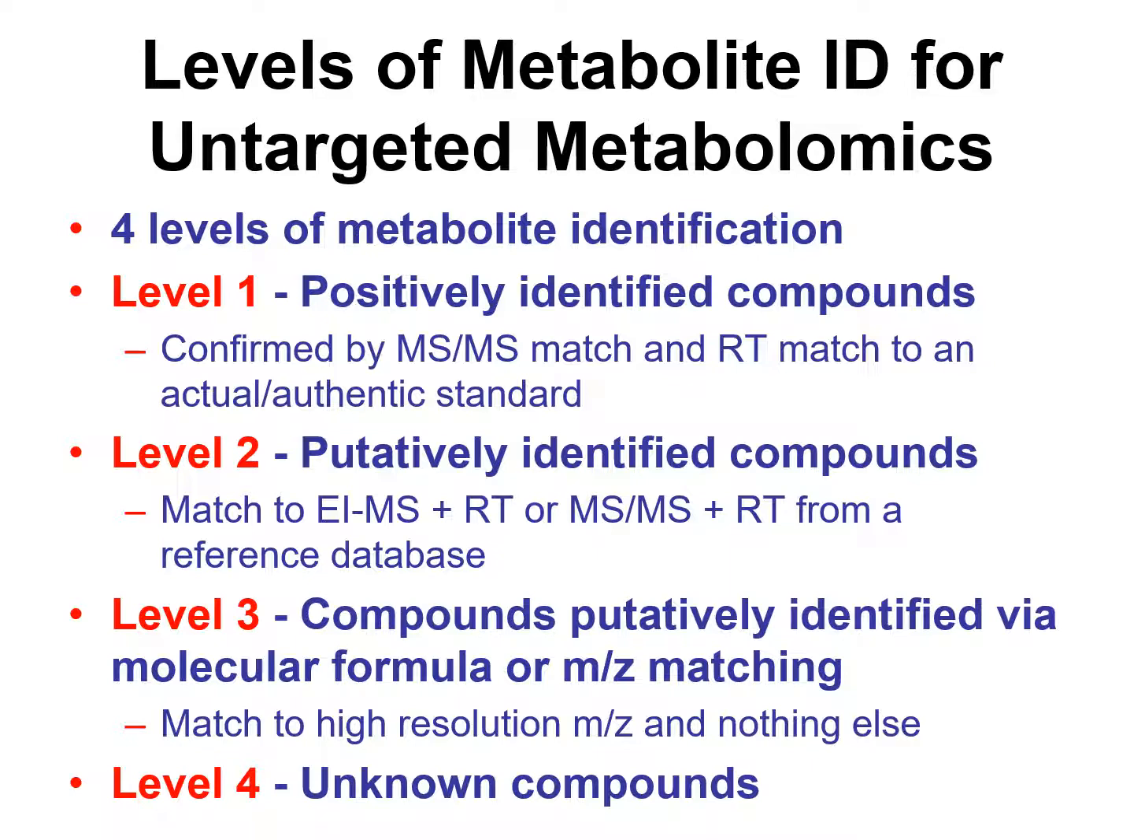confirm that. Level 1 is something that's almost never achieved unless you are doing targeted metabolomics, where this corresponds to positively identified compounds where you actually have an authentic standard that you've spiked into your sample or have as part of your assay to ensure that whatever you've putatively identified is exactly that compound. So level 1 is typically reserved for targeted metabolomics. Level 2 and level 3 are typical of untargeted metabolomics.